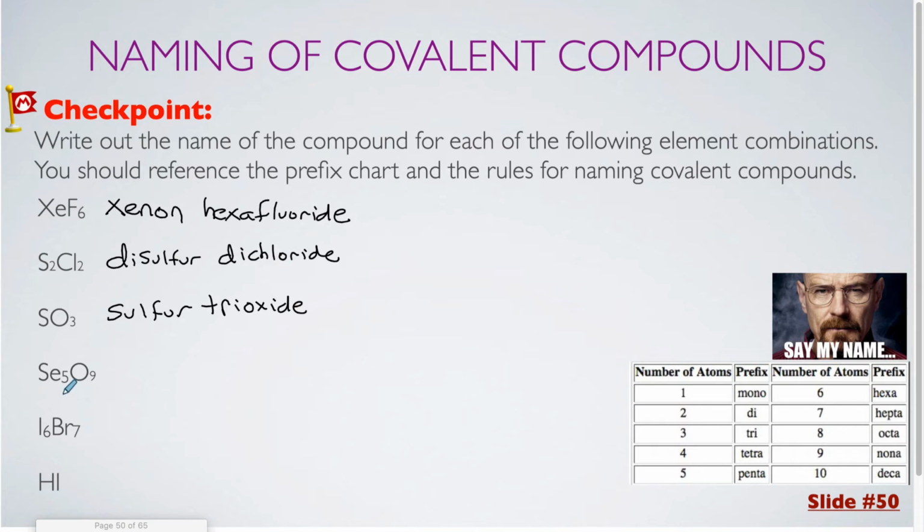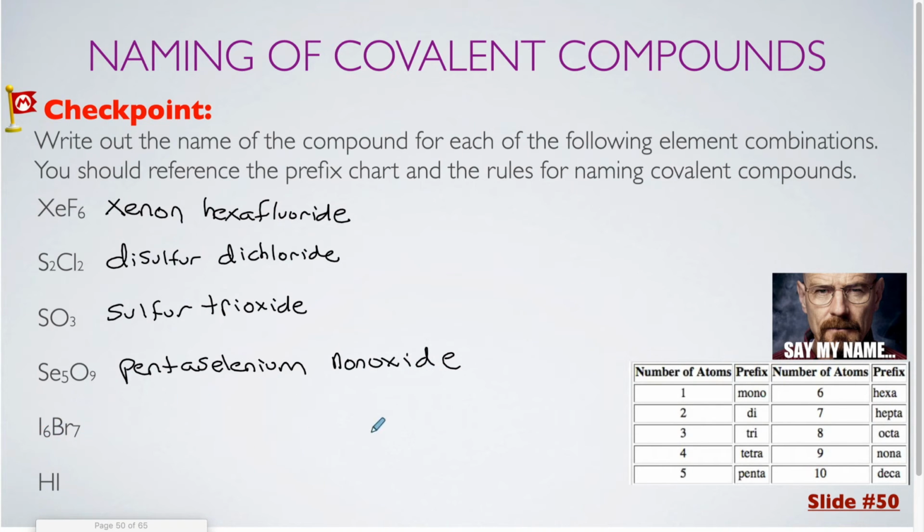In our next example, we have 5 selenium. The prefix for 5 is penta, like a pentagon. So we have pentaselenium. The prefix for 9 is nona. In this example, the A is going to be cut off because of the O combination after it. We have that A to O. So now we're just going to write out oxide. So pentaselenium, nonoxide.